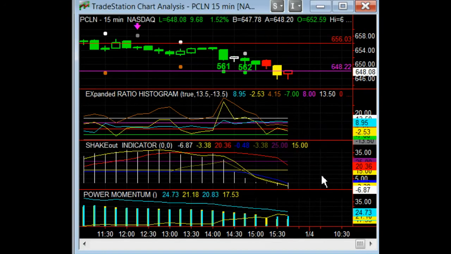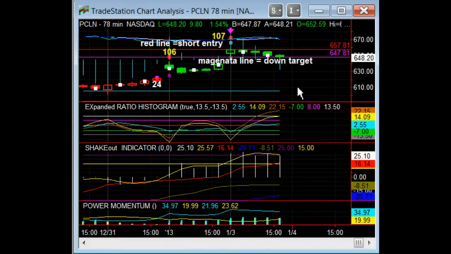Go back to our PCLN. Is it recovering as expected? Yeah. It doesn't take much. Once they see those little things, you've hit your target, you get the little extra flow, and bingo.